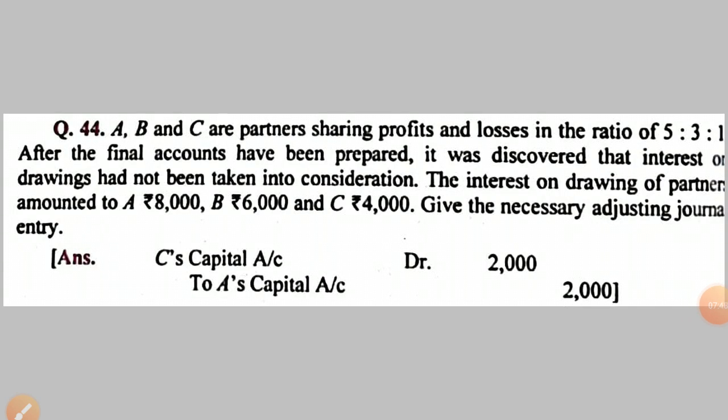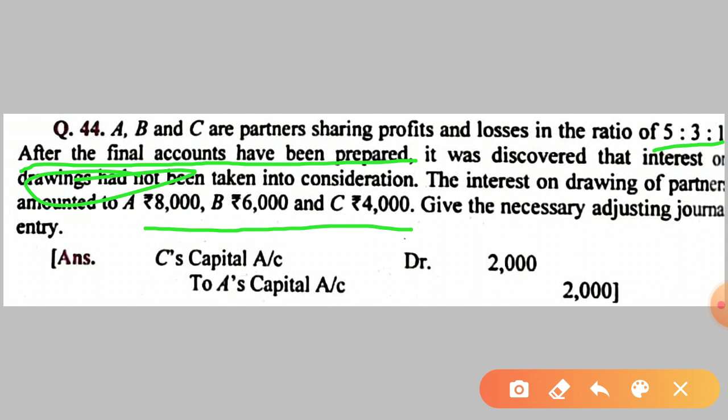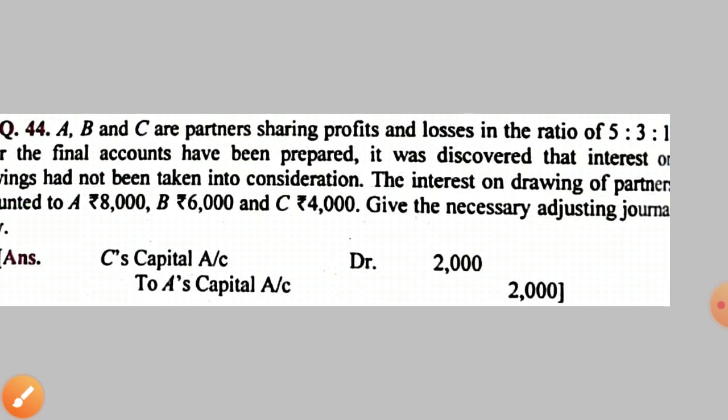A, B and C are partners sharing profits and losses in the ratio 5:3:1. After the final accounts have been prepared, it was discovered that interest on drawings was not charged. And what is the amount of interest on it? 8,000, 6,000 and 4,000. Give the necessary adjusting journal entry. See, we have to pass the adjusting journal entry. I hope this question is clear to you. So we will quickly move on to the solution.